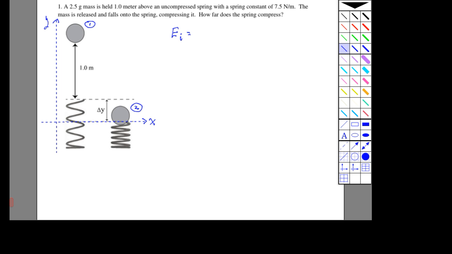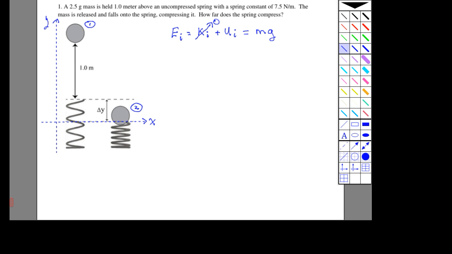So our total mechanical energy is the sum of our kinetic and potential energies. Well, this ball's held at rest at position 1 before it's dropped, so it doesn't have kinetic energy, so that term is just 0. And the potential energy is just the energy due to the height of the ball, and that is m times g times the height. Now the height is 1 meter plus delta y.